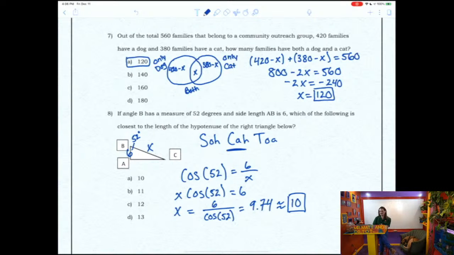For number 8, if angle B has a measure of 52 degrees and side length AB is 6, now from the perspective of angle B, we have the adjacent side. AB is the adjacent now, not the opposite like in the other question. But we have the adjacent side, and we're looking for the hypotenuse, so that's cosine in the SOHCAHTOA acronym.